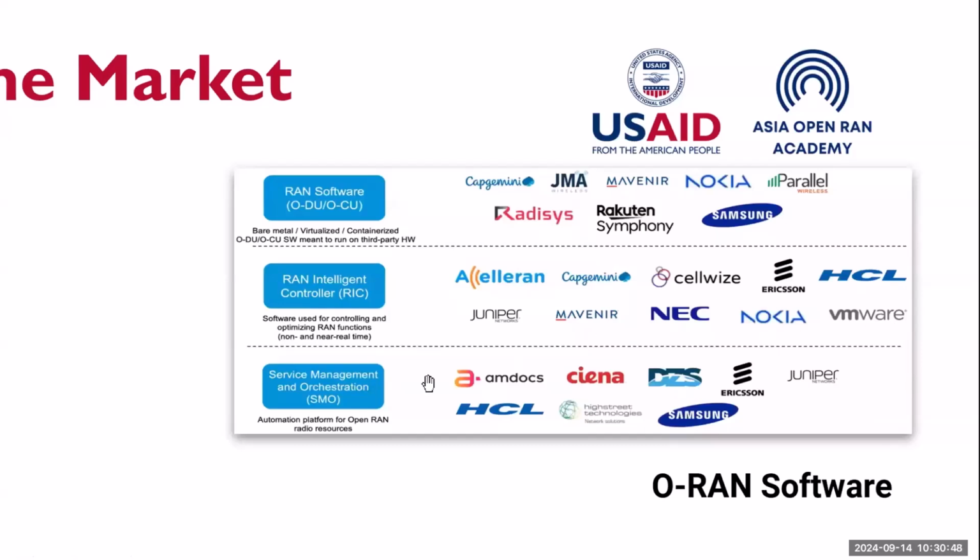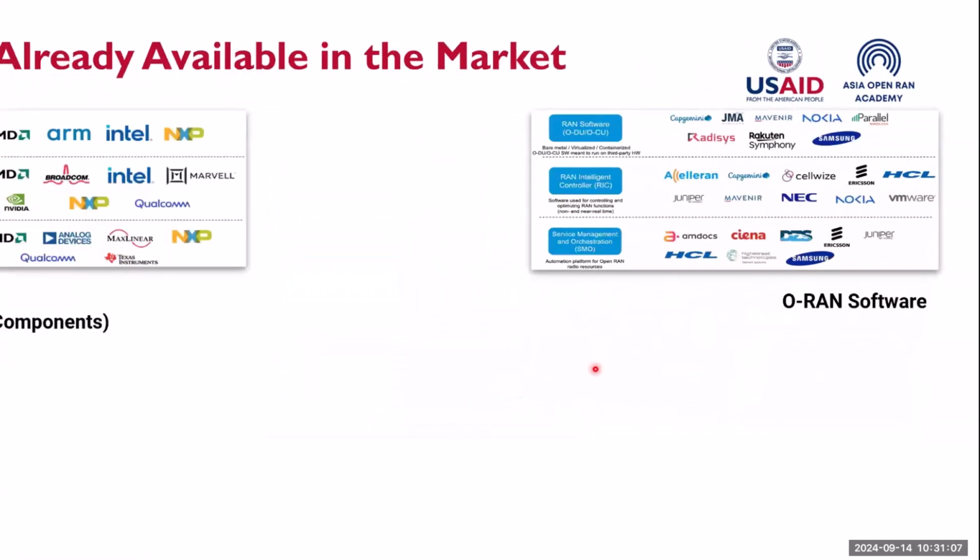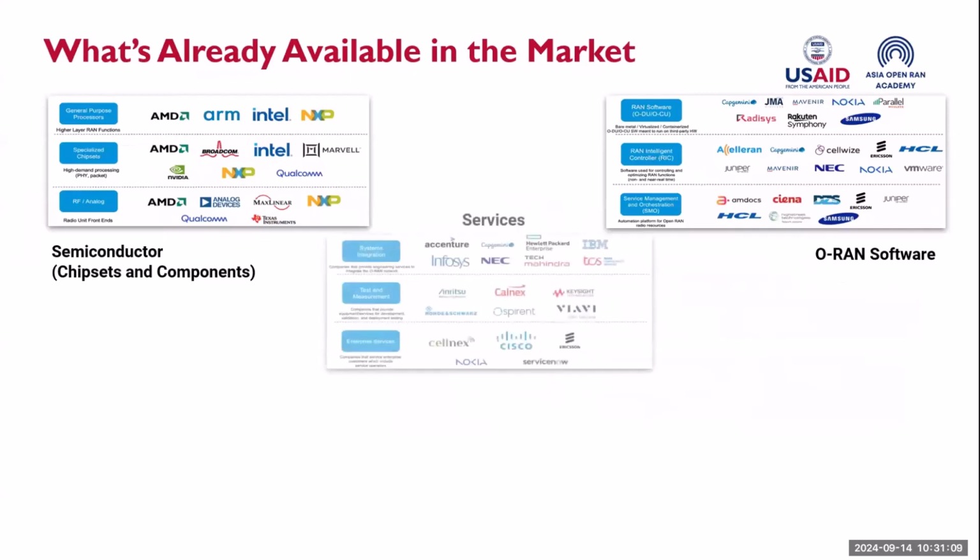For the service management and orchestration, or like si SMO, for automation platform, okay? Yung mga Open RAN resources natin. So Amdocs is there, Sienna, DZS, HCL, High Street Technologies, and then Samsung. So ito yung sa Open o RAN software. How about services?